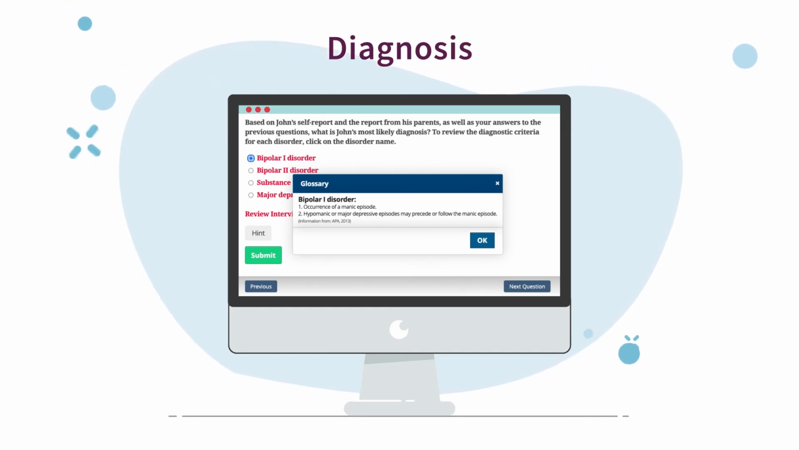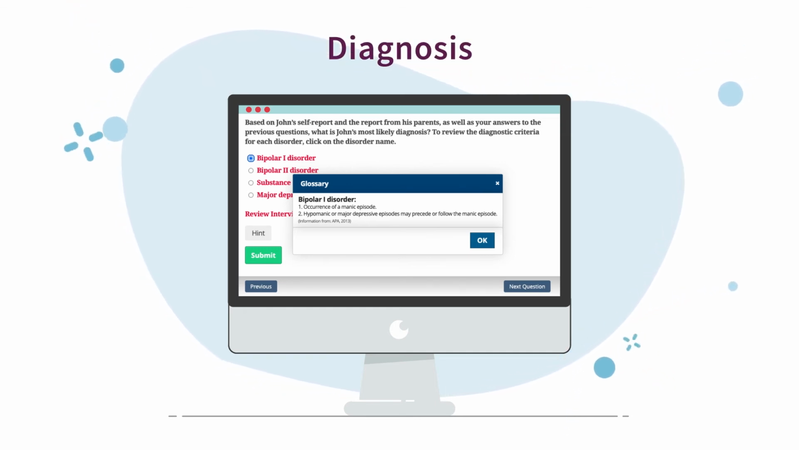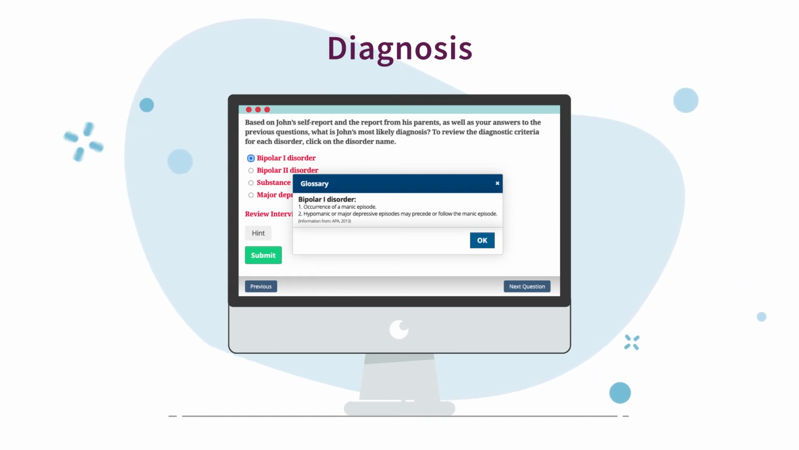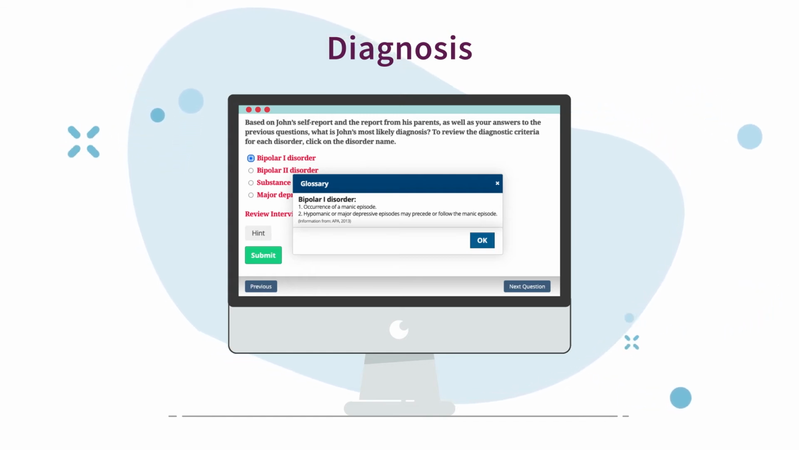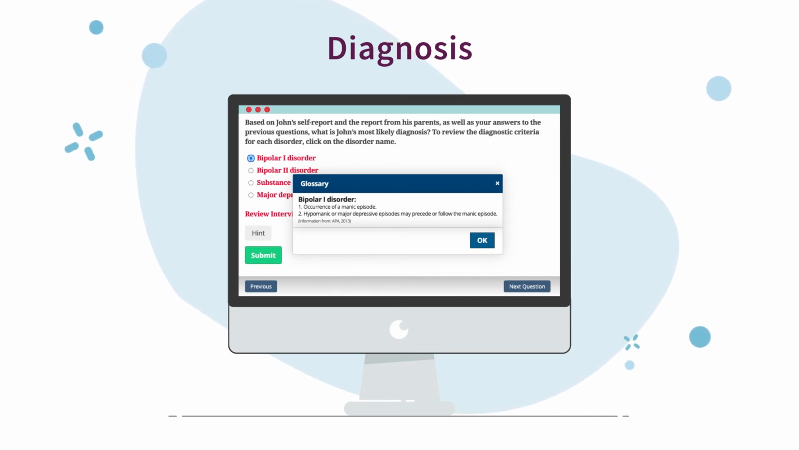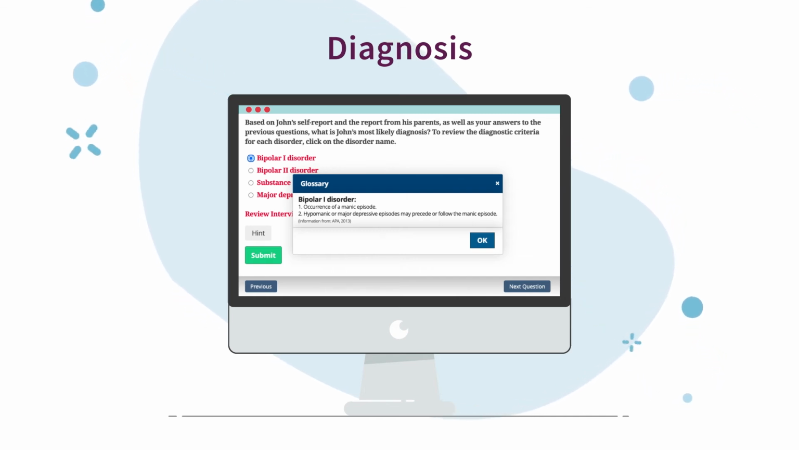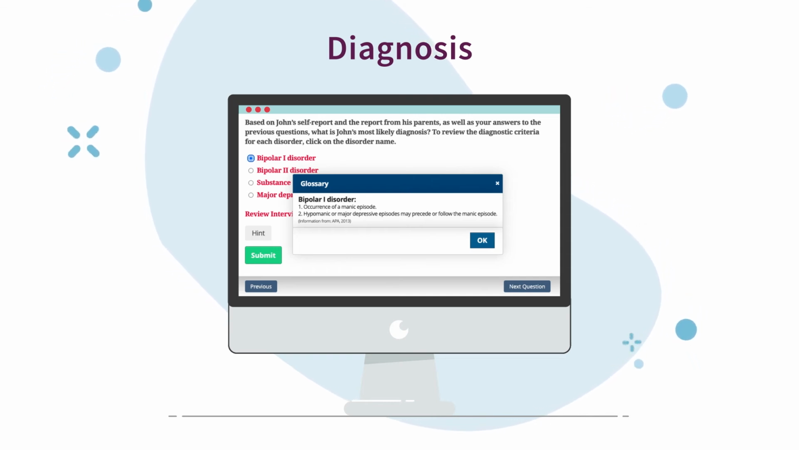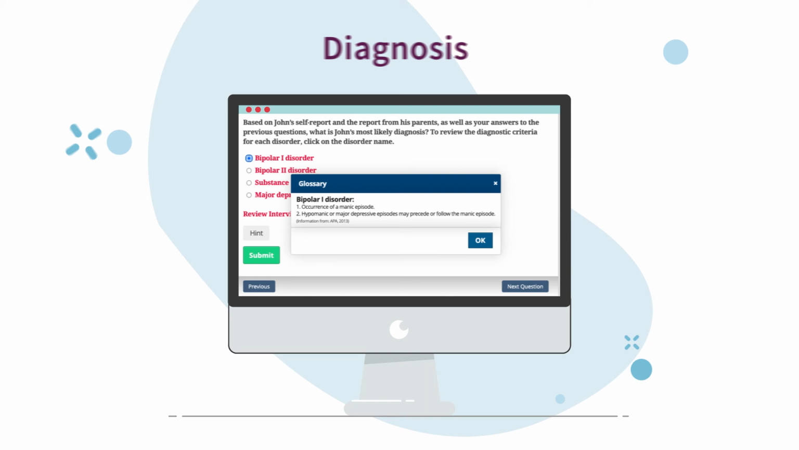Sometimes there is more than one diagnosis, or a past diagnosis and a present diagnosis. Students have the ability to click on the definition button to see the DSM-5 criteria for each disorder listed as an option. Usually a short answer question related to the diagnosis is included on this page as well.